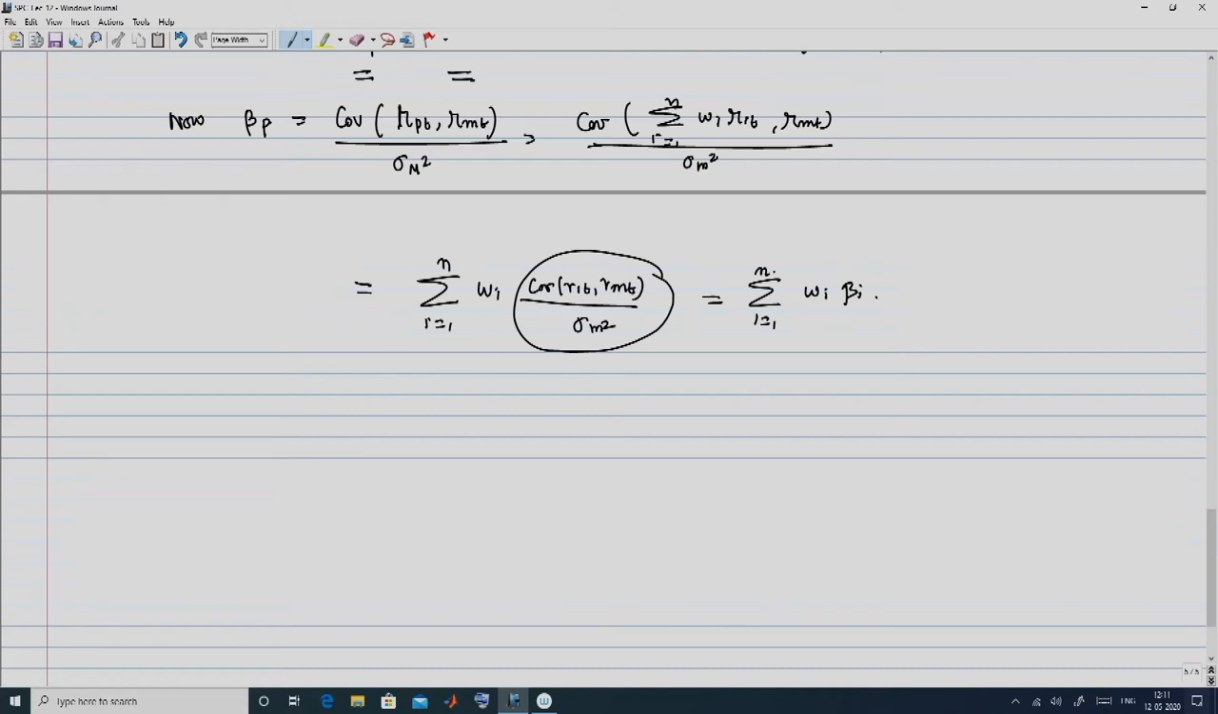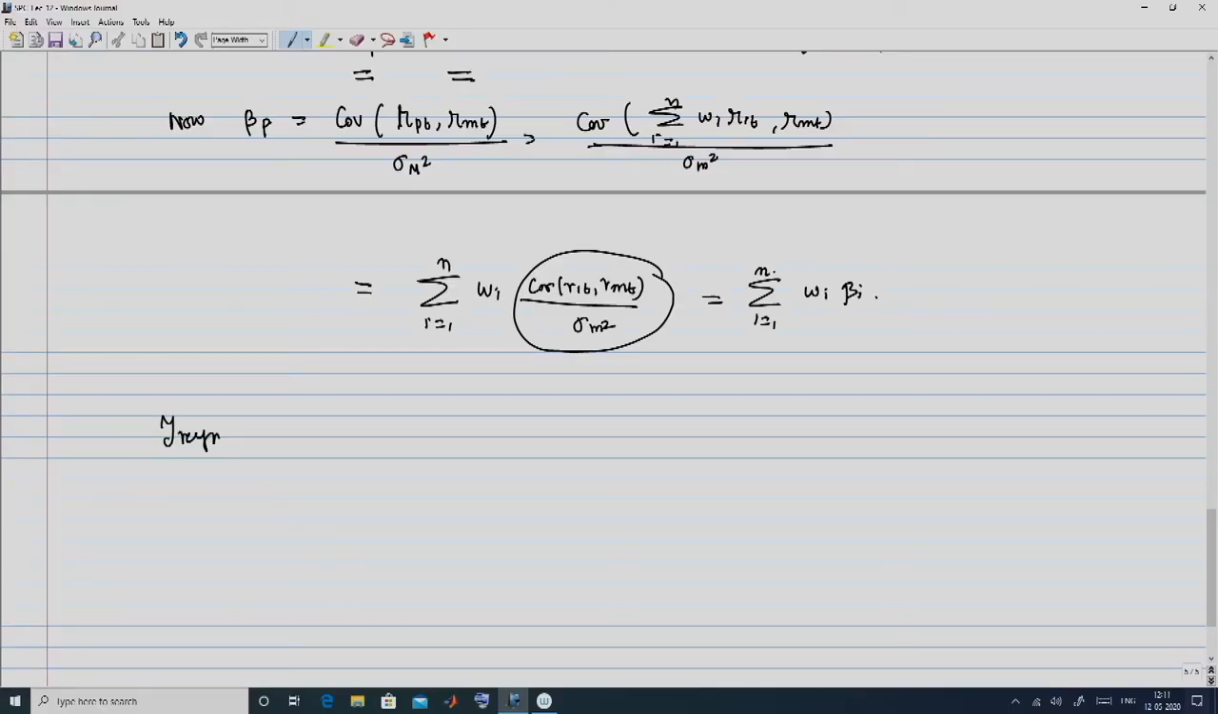So this is very similar to the expression for the return of the portfolio, which is the weighted sum of the returns of each individual asset. Okay, so this essentially gives you a way of calculating the beta of the portfolio once you have made an assessment and determined the beta of each of the individual assets.